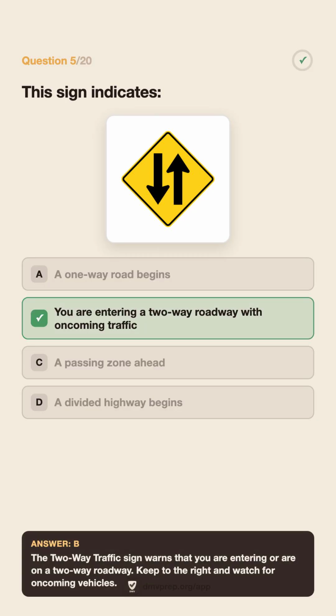The correct answer is B. The two-way traffic sign warns that you are entering or are on a two-way roadway. Keep to the right and watch for oncoming vehicles.